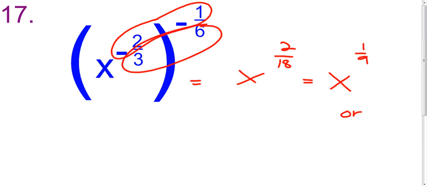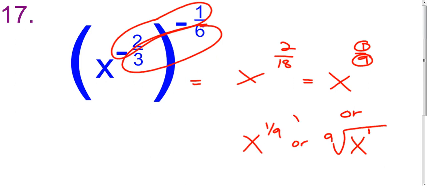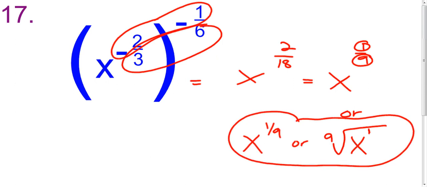Or again, here's your index and here's your exponent. It might want me to write it as the 9th root of x to this imaginary 1 right there, which you won't really write. Either one of those might be what they would want in accelerated math. So it means the same thing.